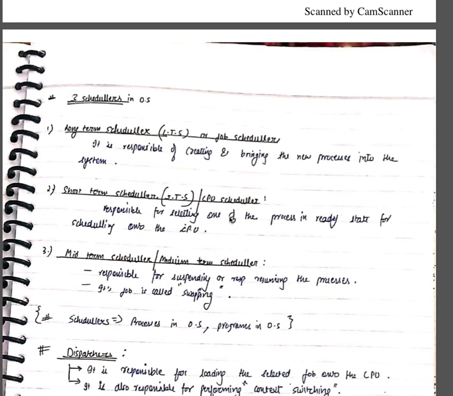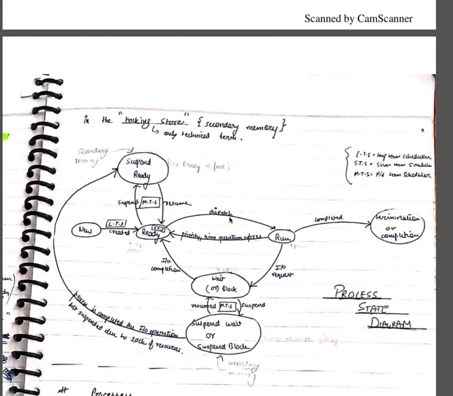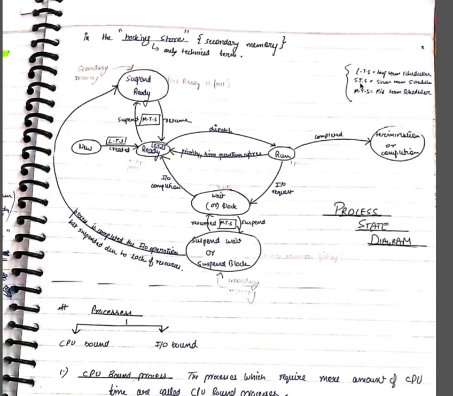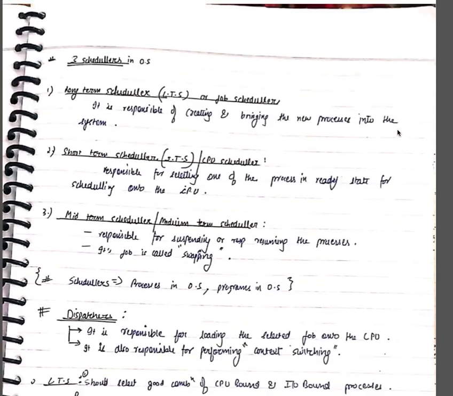Now, I have three schedulers in the OS, as I was talking about in this diagram: LTS, STS, MTS. So let's talk about the schedulers right now.